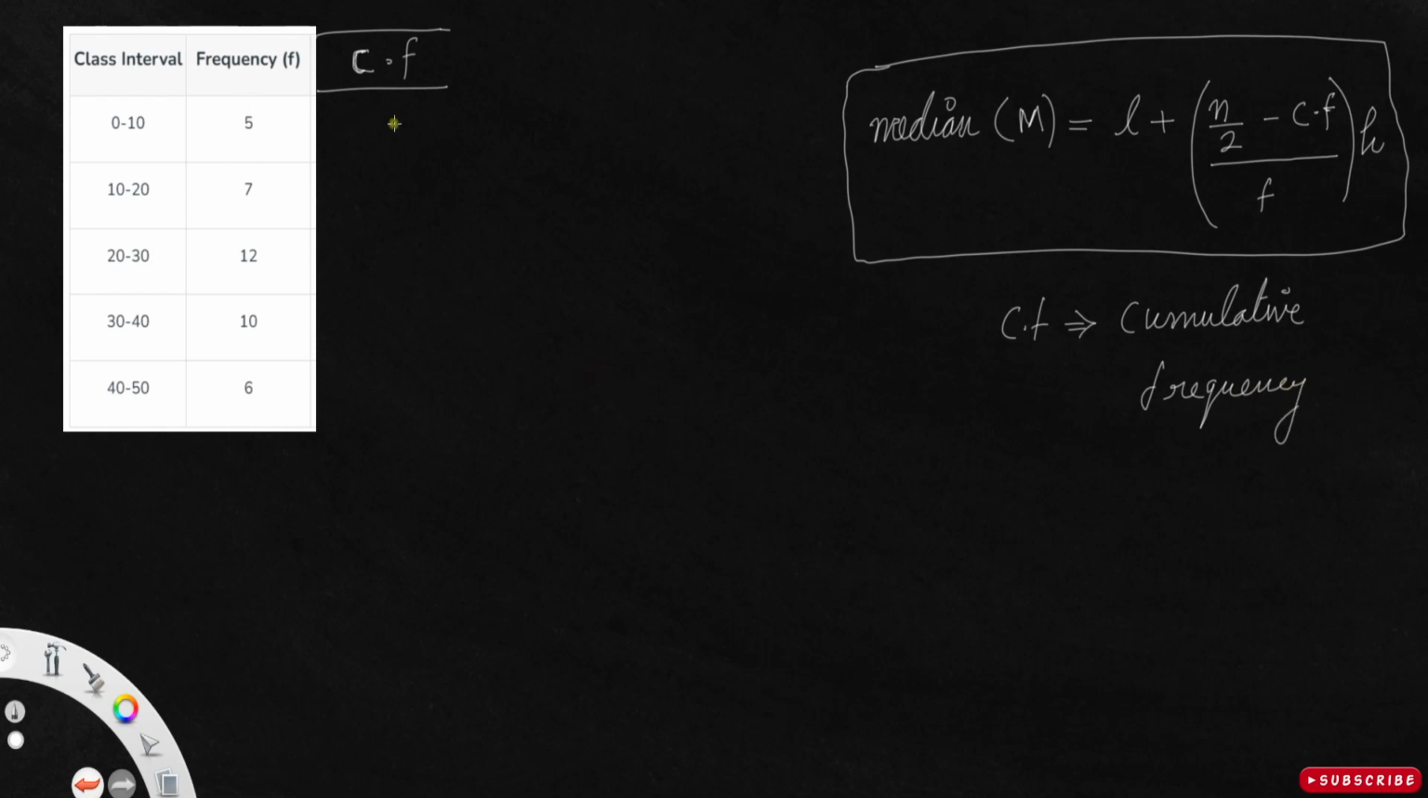First we take the 5 as such, 5. Now what I am doing is, I am adding this 5 with 7. So 5 plus 7 is 12. Okay, you got it right. Now 12 plus 12 is 24. This way you can find the cumulative frequency. So 24 plus 10 is equal to 34. And 34 plus 6 is equal to 40. Okay, so this is the table for the cumulative frequency.